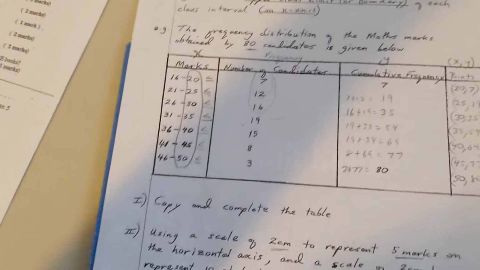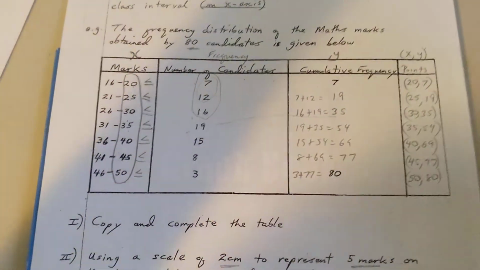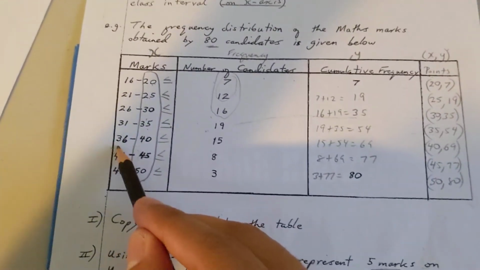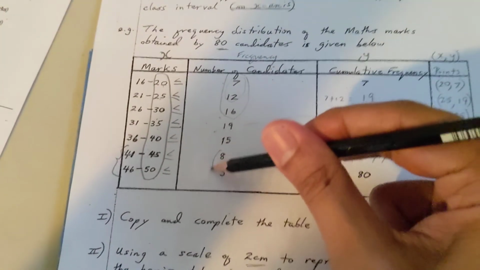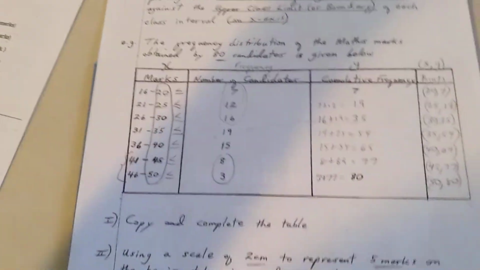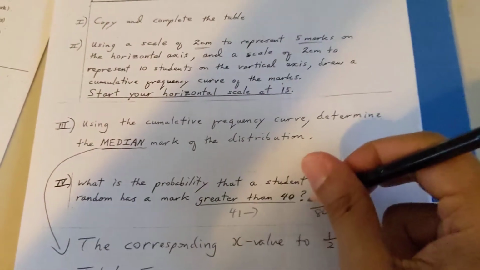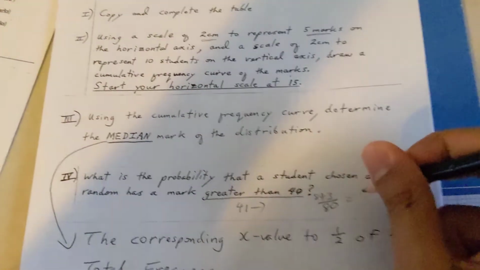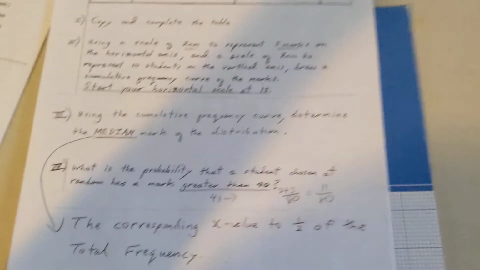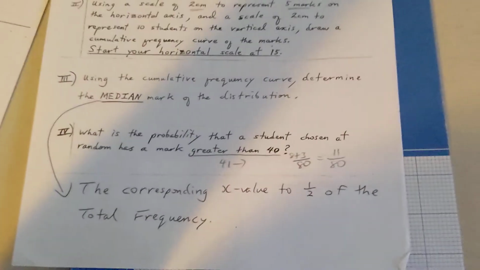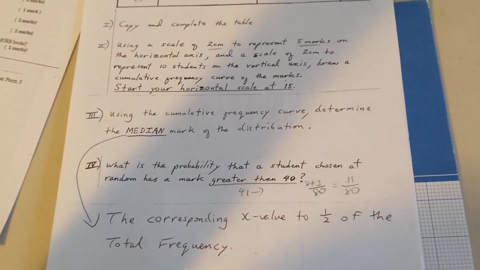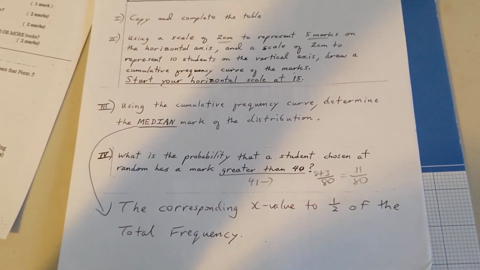So based on my table, because I have no choice but to use the table now, it has no raw data. This is the part that is 41 and up, meaning 41 to 50. And these are the people that scored 41 to 50. So it will be 8 plus 3. In other words, 11 people out of the 80 scored greater than 40 on the test. So that's what it will look like. And this is the example for cumulative frequency before we try one ourselves.